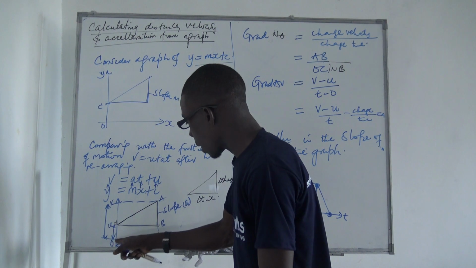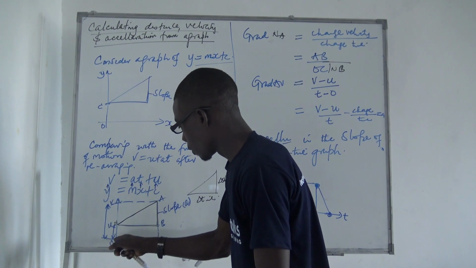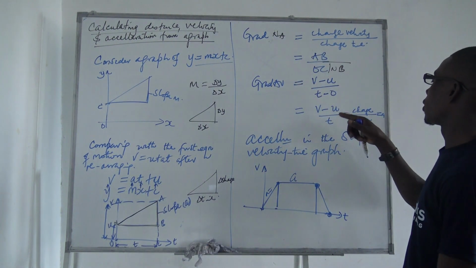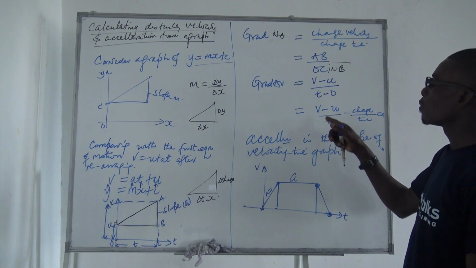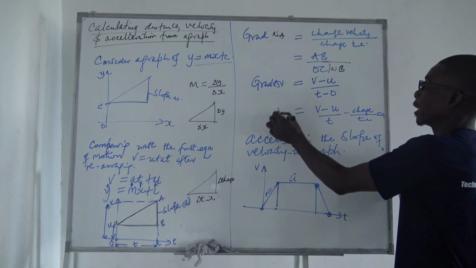From here up to here is the T. That means it is T minus 0, and you can just say T. So you have V minus U out of T. But if you see V minus U out of T, this expression is for acceleration, isn't it?